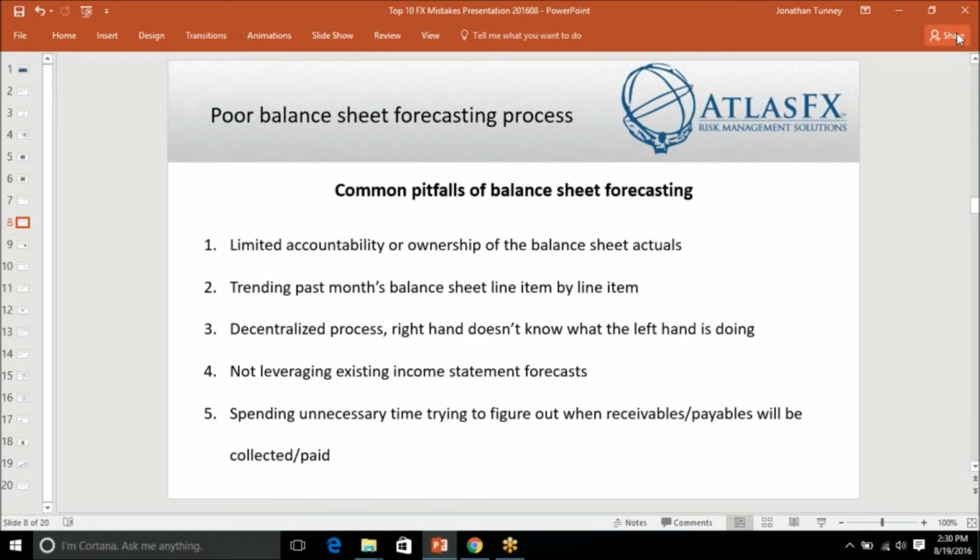But even if you don't do that, you really need to make sure that these items are part of the forecast instead of just focusing on the end state of the balance sheet. You really need to understand how it flows from the income statement to the balance sheet.